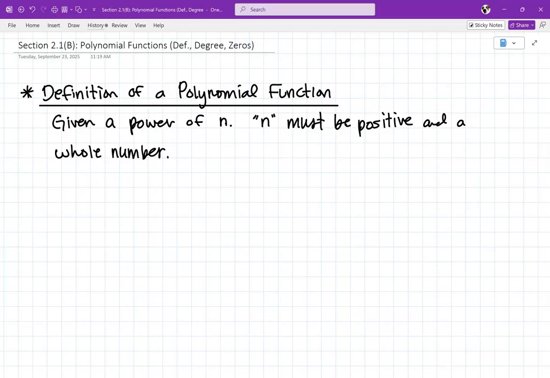So in other words, it can be like x to the second, x to the third, x to the first, x to the 10th. That's okay. It cannot be x to the negative 3, because negative 3 as a power would be a negative power, and they say n has to be positive. So it cannot be a negative number. It also can't be a fraction. You can't have a power of half. So when you have this type of definition for a polynomial function, n has to be positive, n has to be a whole number.